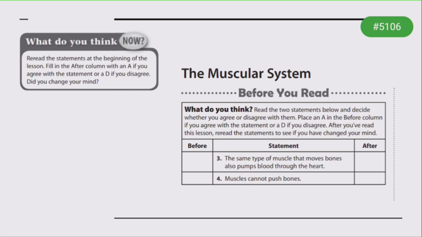All right, we talked about these statements. The same type of muscle that moves bones also pumps blood through the heart. So think about what you thought beforehand. Do you agree or disagree with that statement now that we've gone through the notes? If you disagree, you are correct, because remember, our skeletal muscle moves our bones and our cardiac muscle pumps blood through your body.